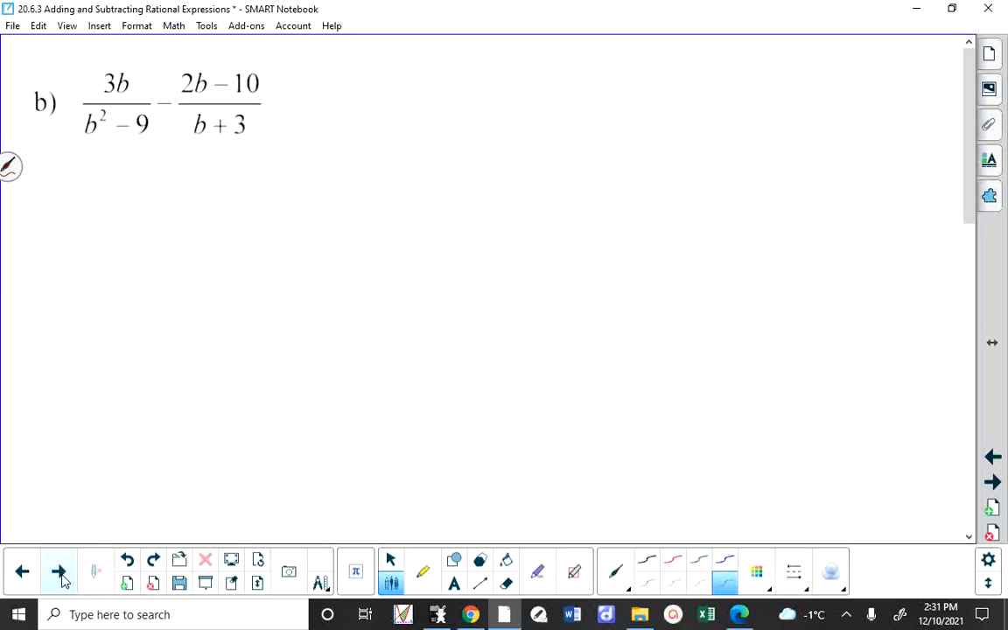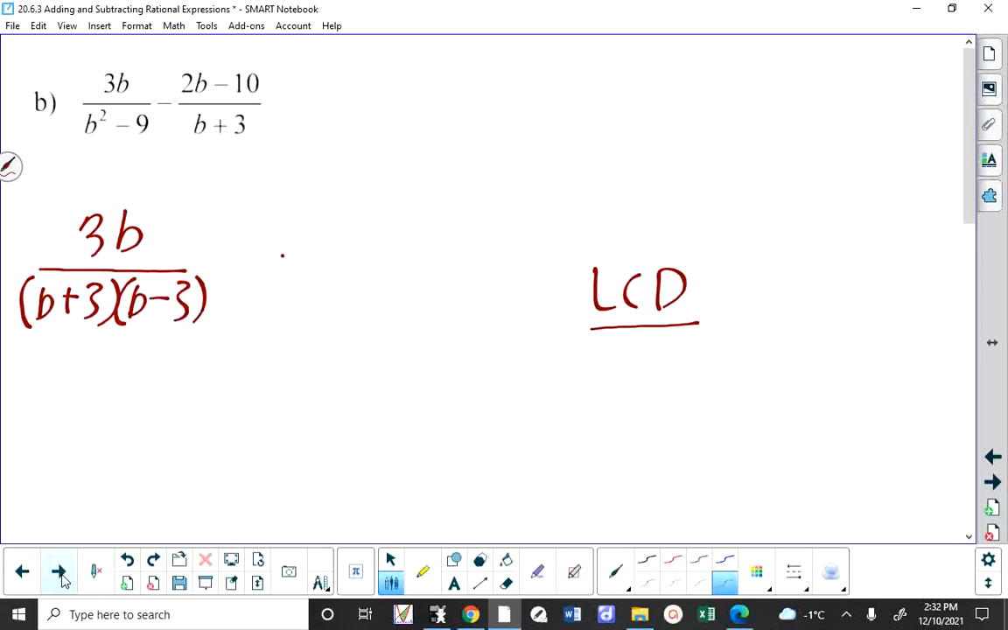And the only way you're going to see that is if you factor it first. Right? Remember, your lowest common denominator here has to contain all of the factors of each old denominator. So what have I told you have to do at every stage of this unit? Factor. If you don't factor, you can't do anything. So we'll rewrite this with everything in factored form. b squared minus 9 is (b plus 3)(b minus 3), minus (2b minus 10) over b plus 3.